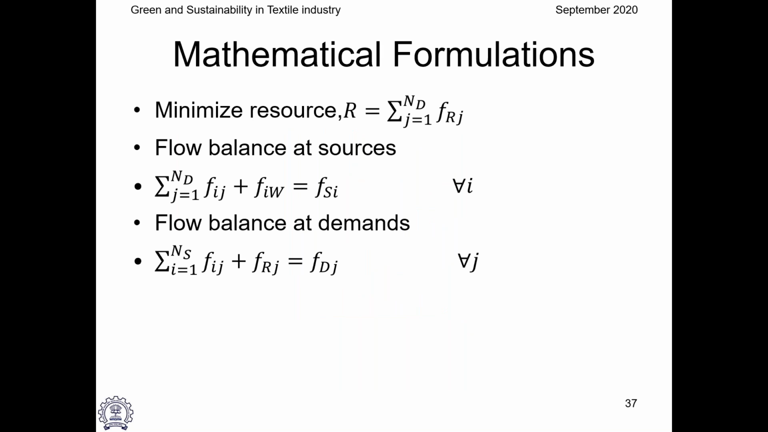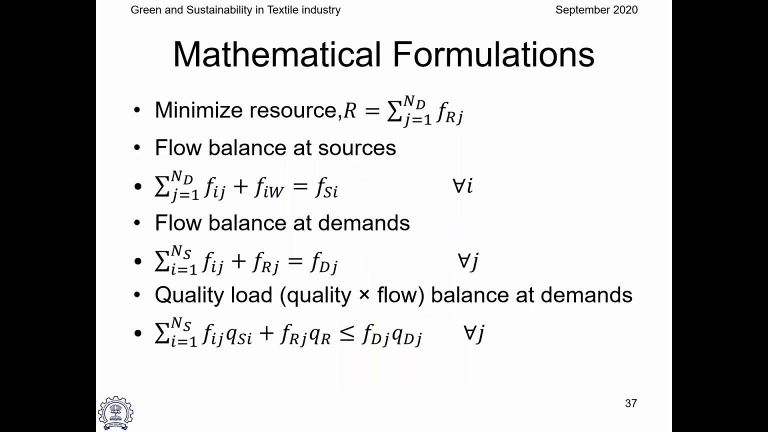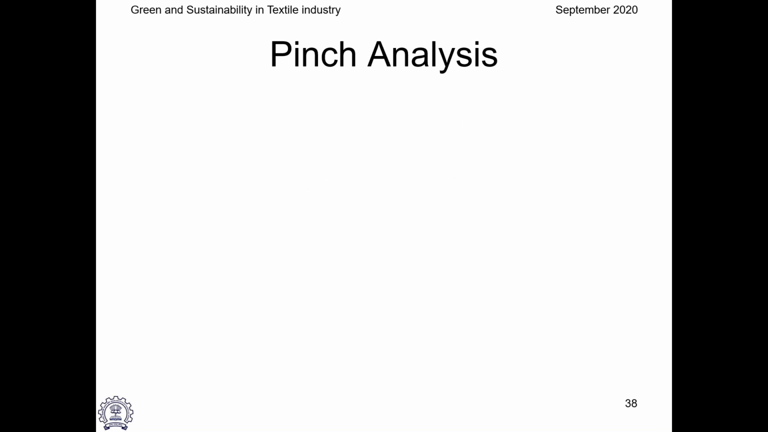If I write down the mathematical equations, we want to minimize the resource subject to the flow balance at sources, flow balance at demands, and quality load balance at the demands as well. So it becomes a linear programming problem. Okay, and that's what we have solved.